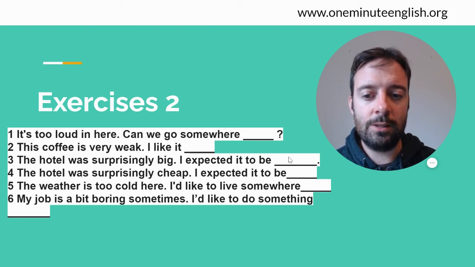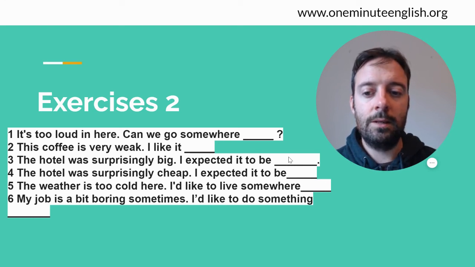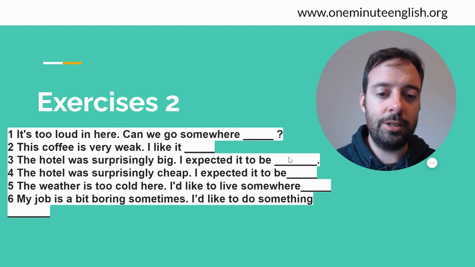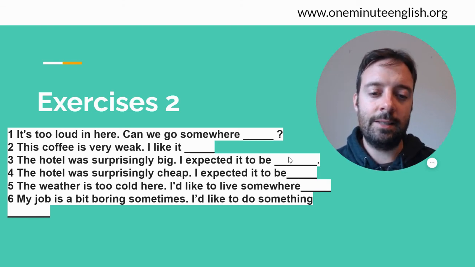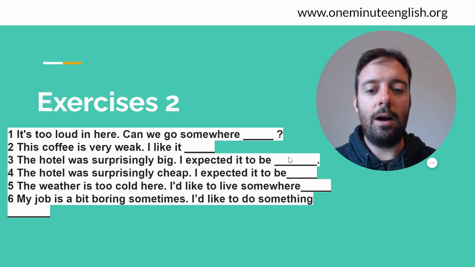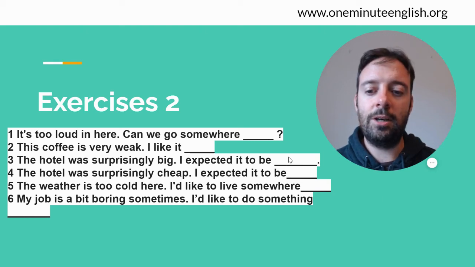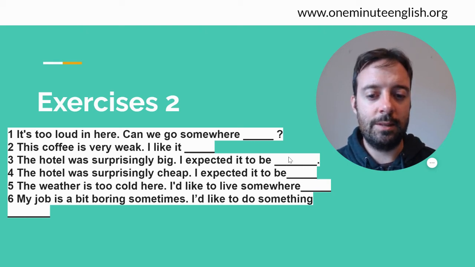The hotel was surprisingly big. I expected it to be smaller. The hotel was surprisingly cheap. I expected it to be more expensive. The weather is too cold here. I'd like to live somewhere hotter. My job is a bit boring sometimes. I'd like to do something more interesting.